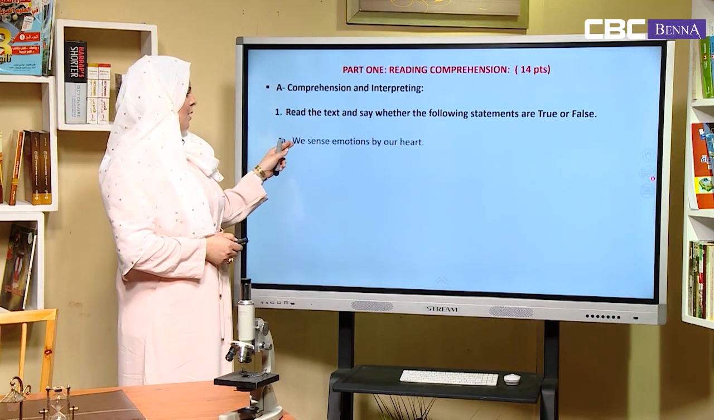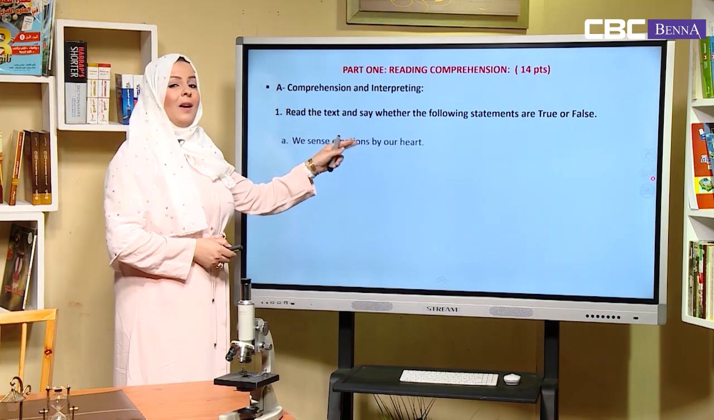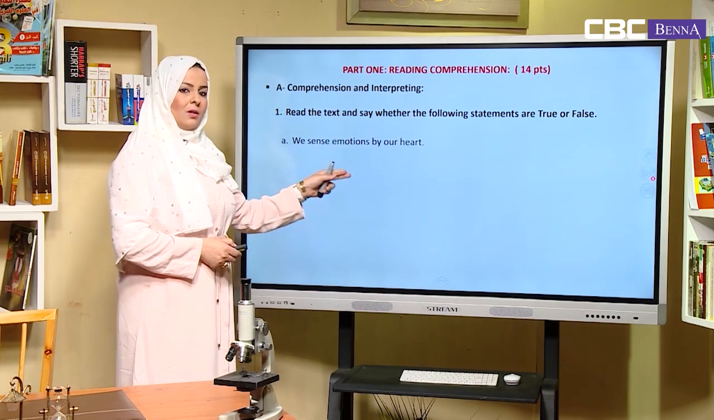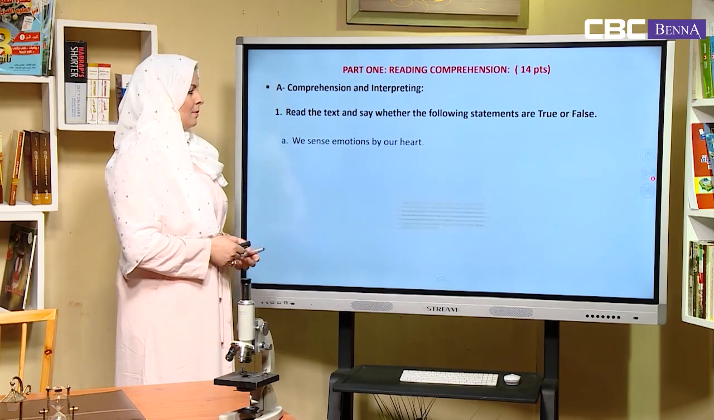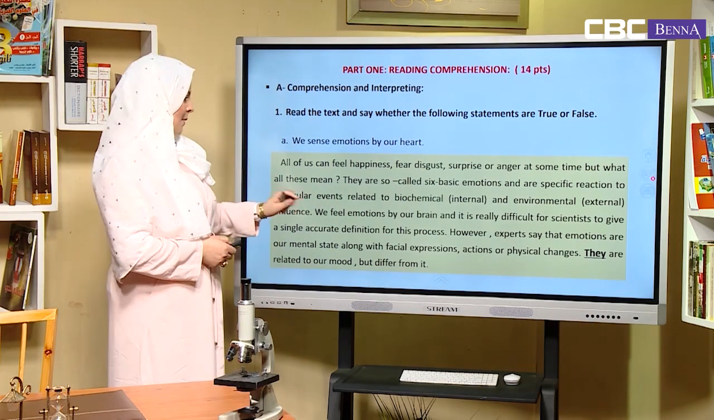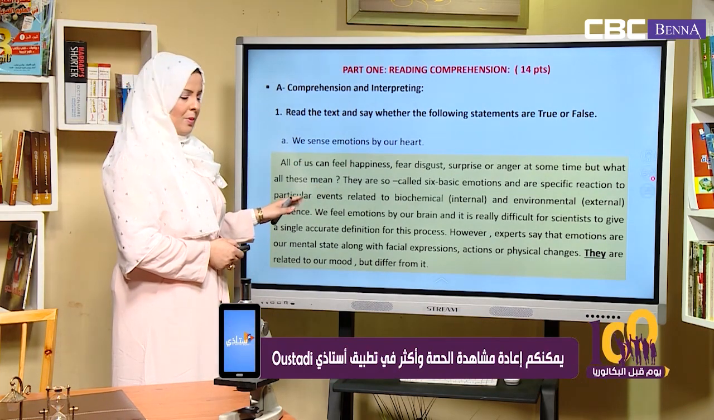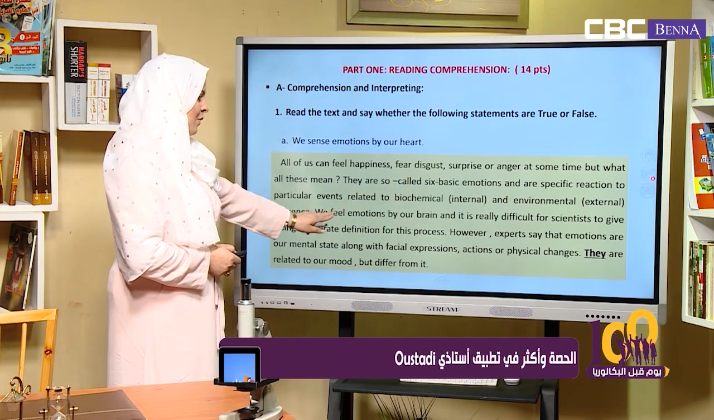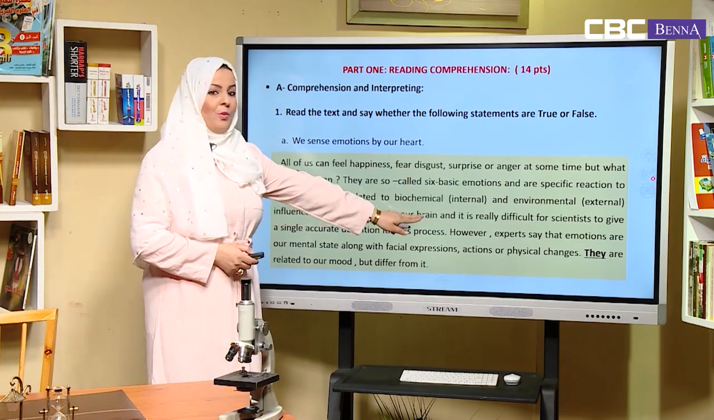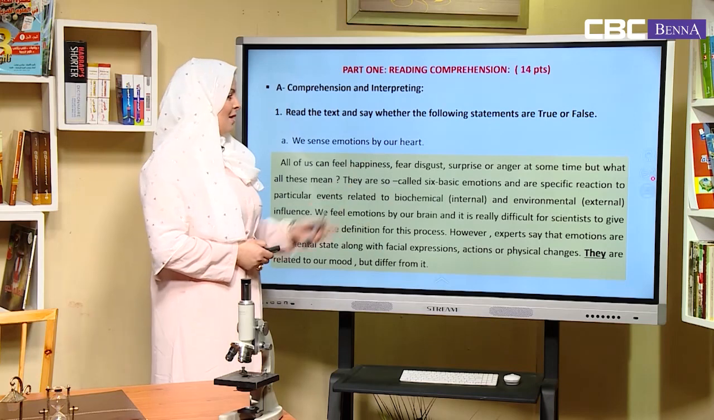So the first one, we sense emotion by heart. It means by our heart. Is it true or false? We're going to see. Look. So in order not to repeat reading all the paragraphs, let's see here. We feel emotions by our brain. It means it is false.